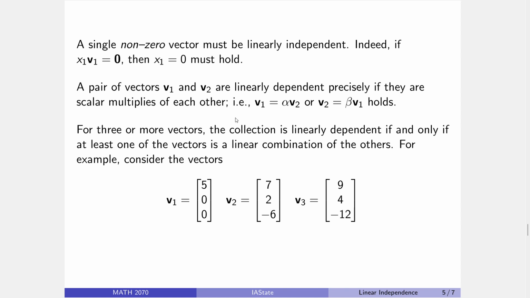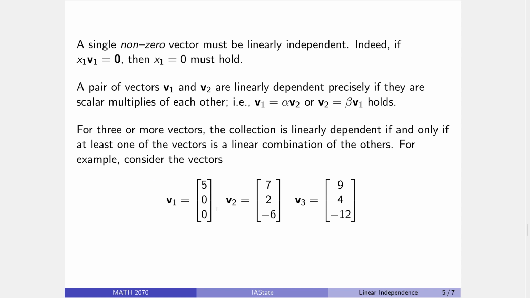But this is the more subtle situation, because usually you can't visually suss out what's going on with 3 or more. With 1, it's easy. If it's 0, we're done. With 2, it's easy. If one's a scalar multiple of the other, your eye usually catches that. But for 3 and beyond, it's not immediately obvious.